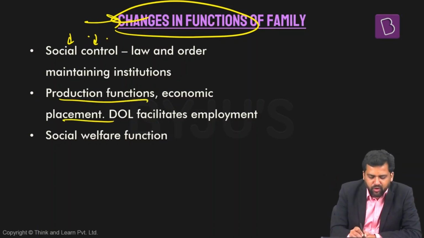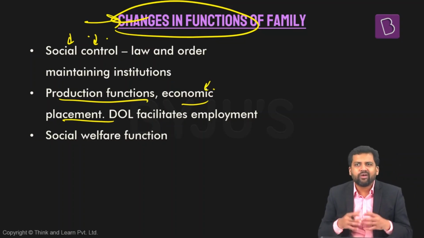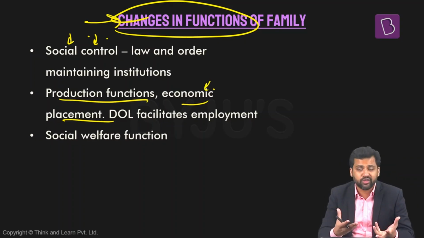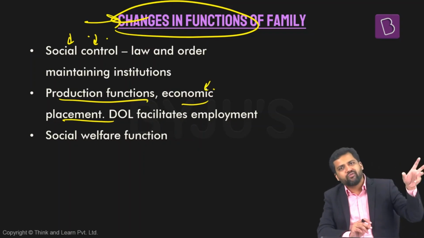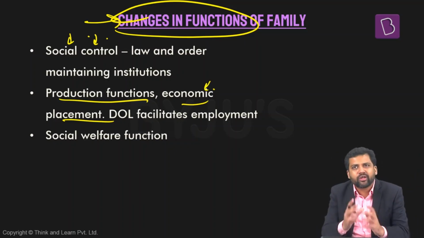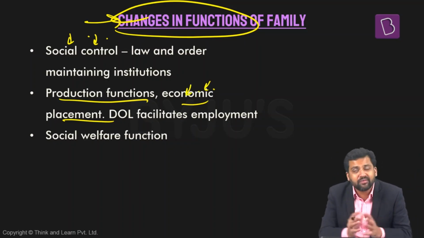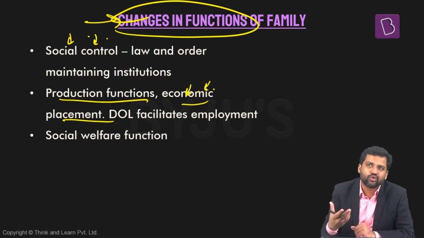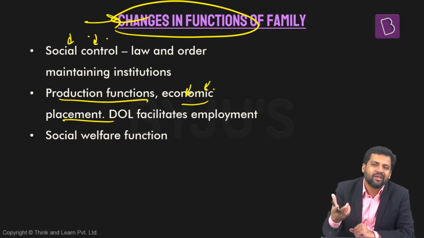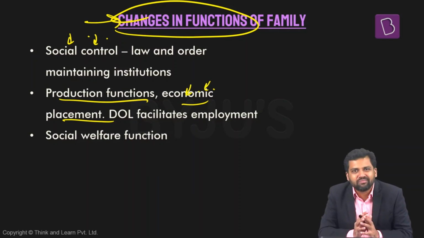What about production functions? What about economic placement? In the past, it was the family which was producing. Family is producing different kinds of crops, different kinds of agriculture products, and they're consuming it. But now it is not the case. Someone is producing it for the markets, the farmers are producing for the markets, and others are consuming it. So the role of family when it comes to production has also gone down. Placement. In the past, it was the family members who would be training the young ones, so that the young ones would get placed within the family, or they would be getting placed in agriculture and performing the different production functions. But now that placement function, again, family is limited.